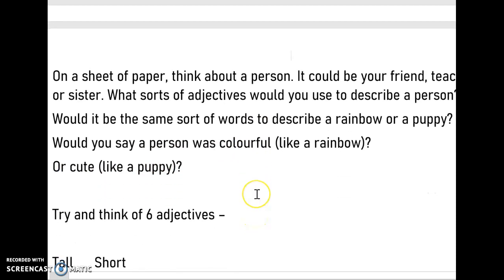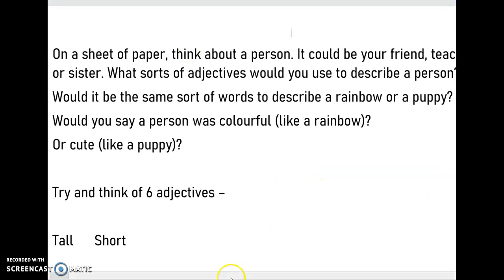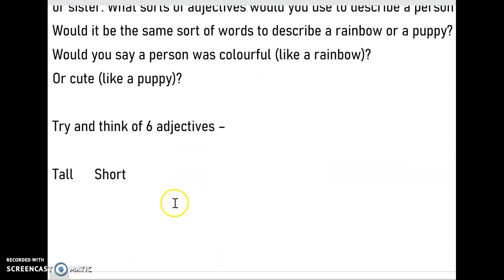So on your sheet of paper, try and think of 6 adjectives that describe a person. I've started you off. I've thought of tall, like Mr. Frank is tall, or short, like Mrs. C, she's quite short. So these 2 would describe a person. You try and think of 4 more to get to your 6. So you write on a piece of paper tall, short, and then 4 more adjectives to describe a person.